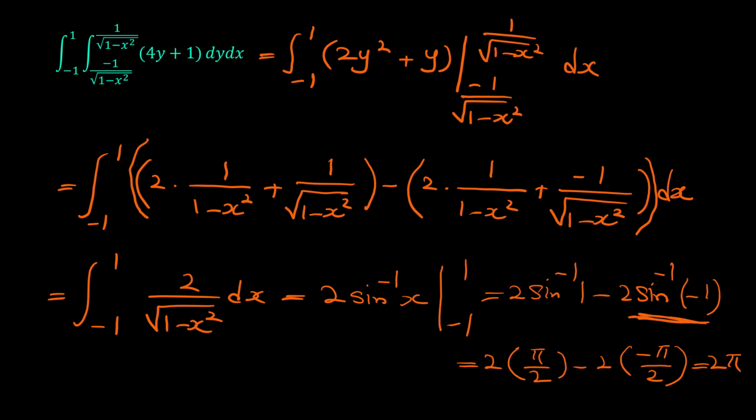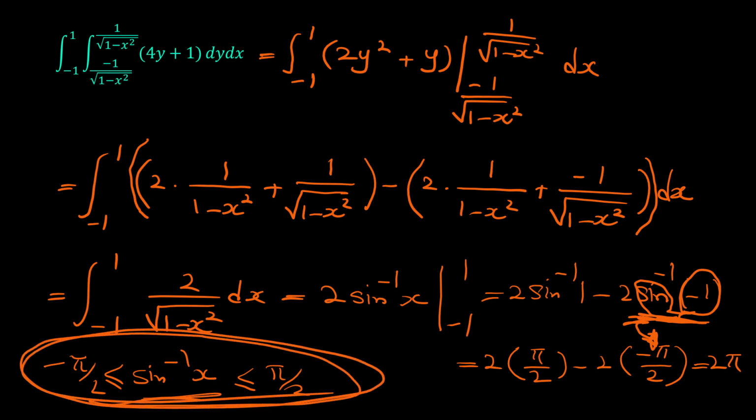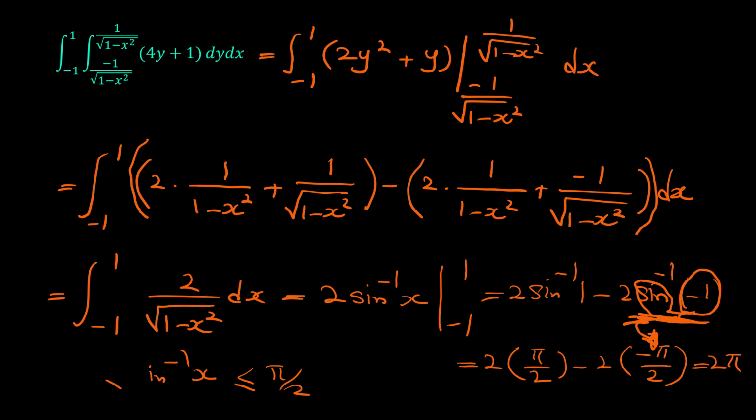About sine inverse of -1, maybe you are thinking the angle whose sine is -1 is also 3 pi over 2. Why am I not using 3 pi over 2 for this? Because remember, sine inverse of x is always limited between -pi over 2 and pi over 2. And so the answer that you choose for sine inverse should always be in this interval, between -pi over 2 and pi over 2. So you cannot choose 3 pi over 2 for that number. So the answer of this improper double integral is 2 pi.